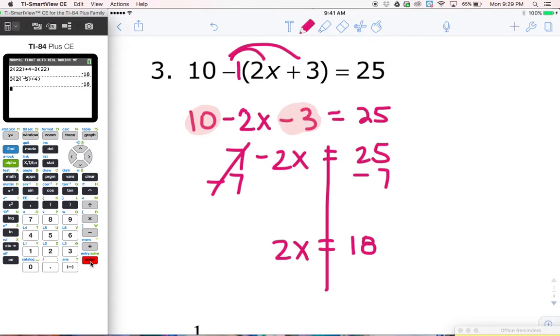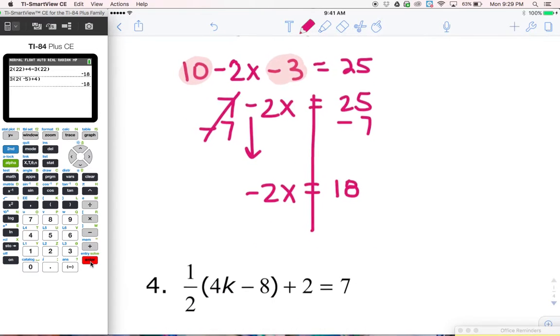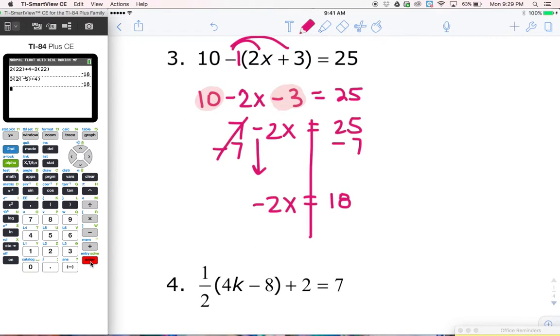All right, did you guys notice that I forgot to write this negative? Makes a huge difference, guys. Watch out for those signs, okay? They get you. And now we're going to divide both sides by -2, and we get x is equal to -9.